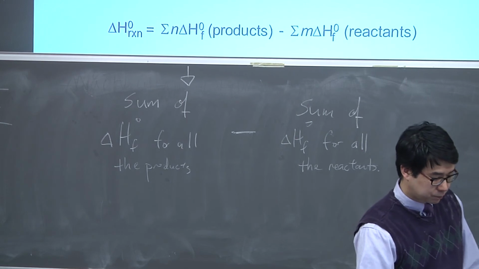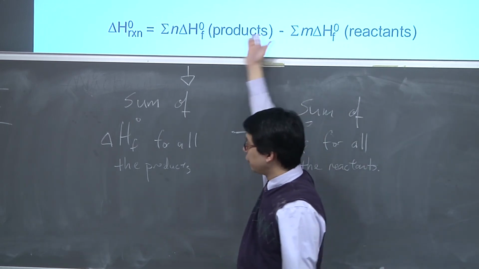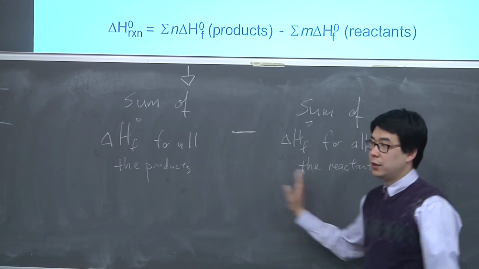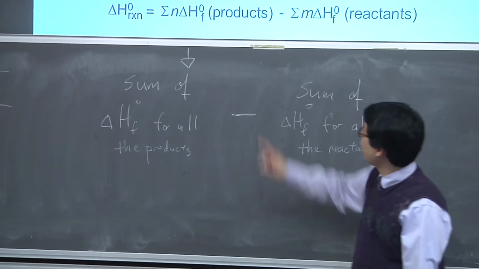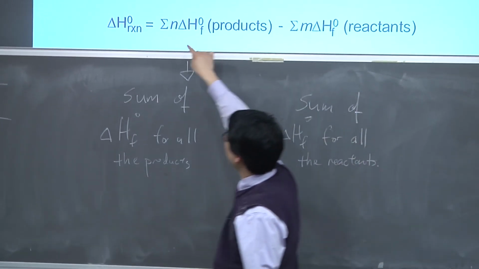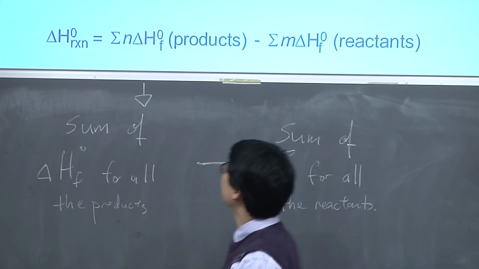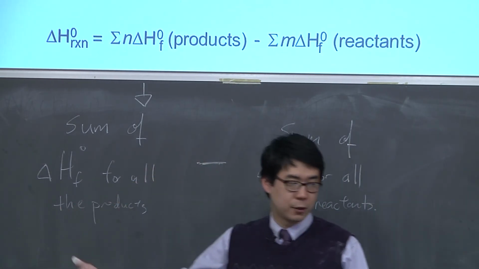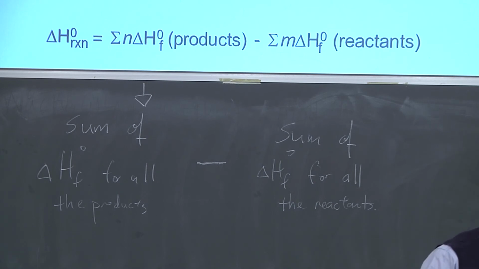So in a way, you don't even have to write this down, right? You don't even have to remember this if you remember this, right? This is English, and it looks a lot less scary. What the m and the small n mean is we have to take into account the coefficients. So if it's 2A, then we have to take the delta Hf for A and multiply it by 2. If it's 3B, we need to take the delta Hf for B and multiply it by 3.